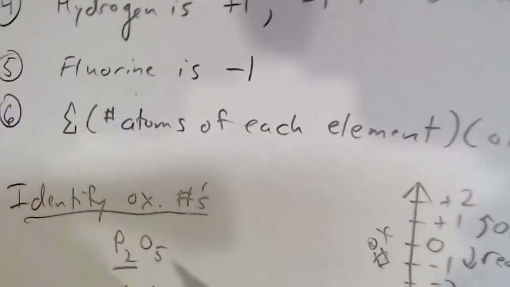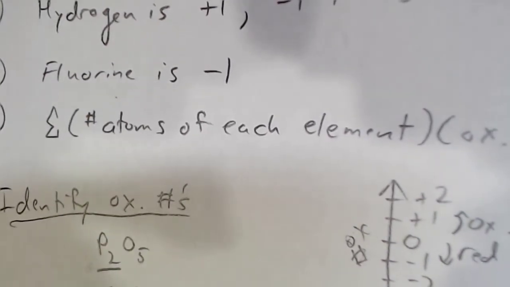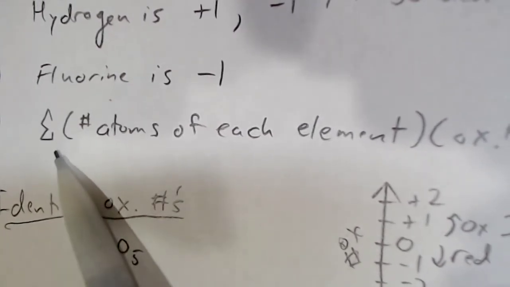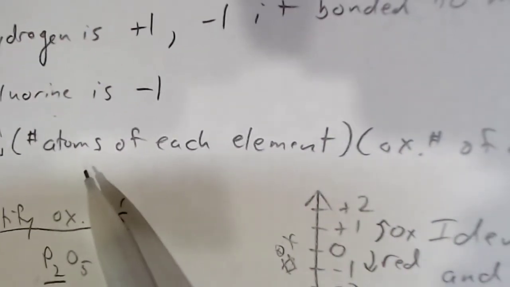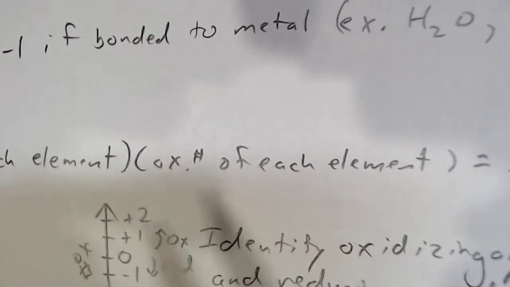And then finally, very importantly, this is the equation to show how the charge of an entire compound or ion is derived. It comes from the summation of the number of atoms of each element times the oxidation number of those elements. So that summation, add them all up, results in the substance's overall charge.